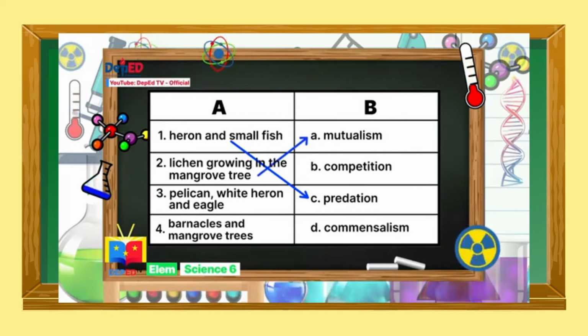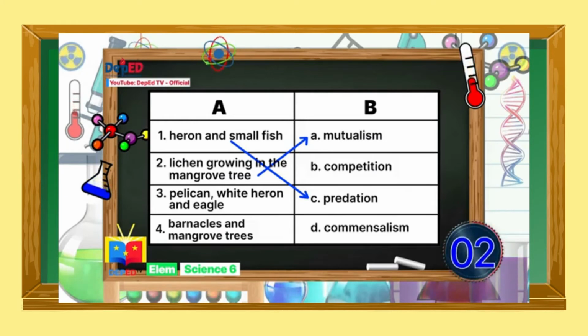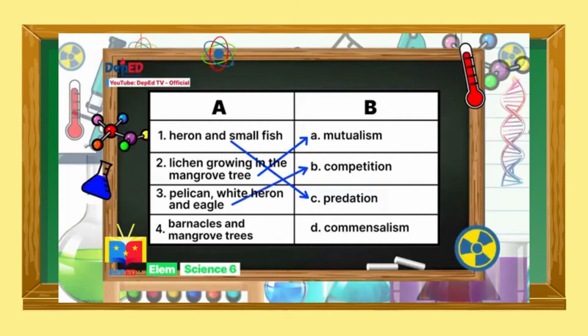Mutualism. Number 3. The relationship between pelican, white heron, and eagle. Good. The answer is B, competition.